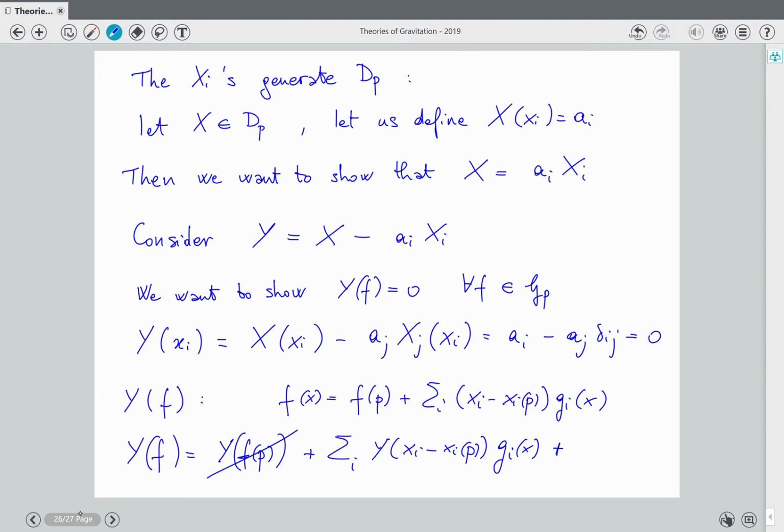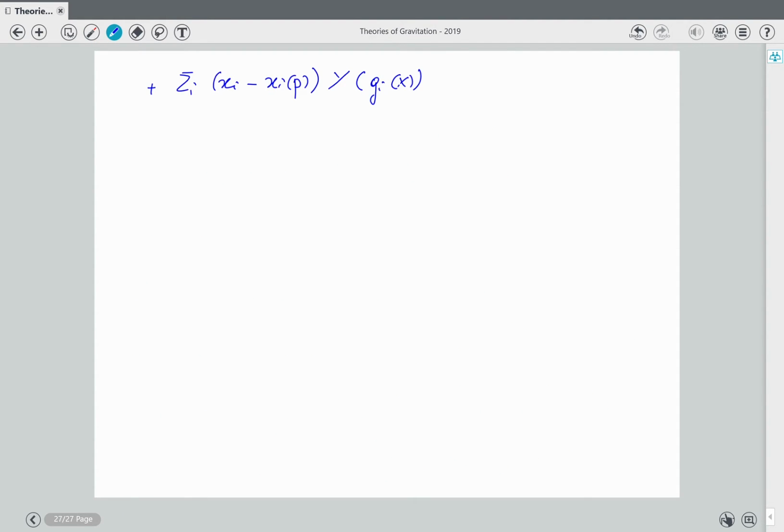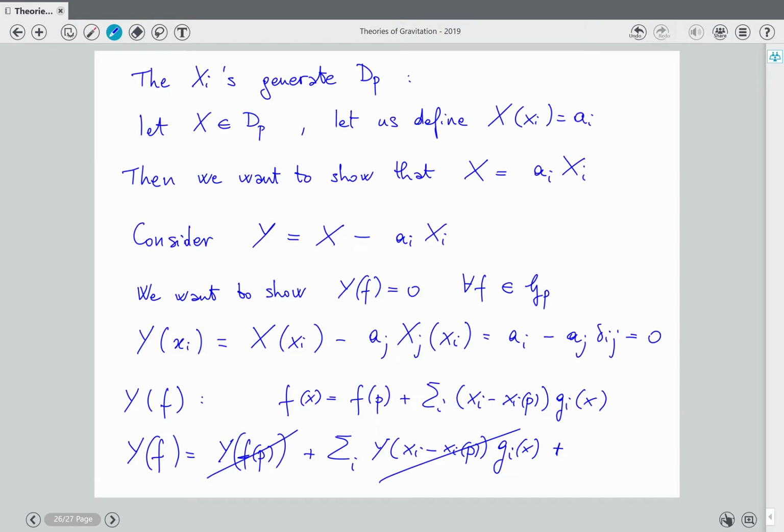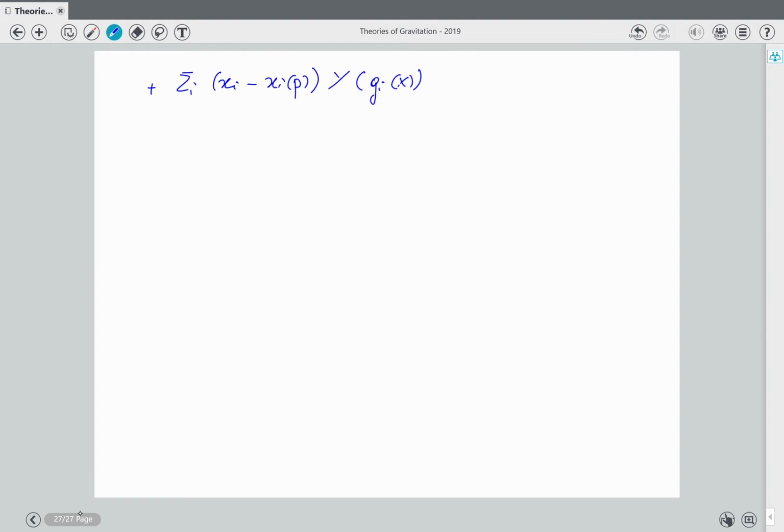Okay, so y of f of p is 0 because it's a constant. y of xi minus xi of p is 0 because y of xi is 0, and y of xi of p is again 0 because that's a constant. So again, this is 0. And we remain with the other thing. But it's obvious that this object vanishes in P.